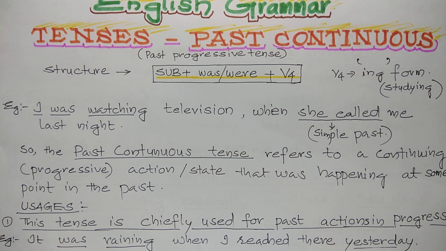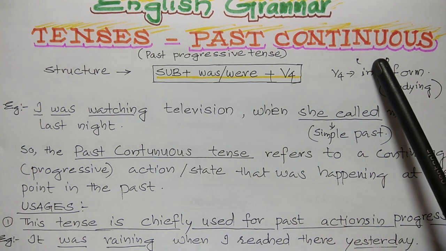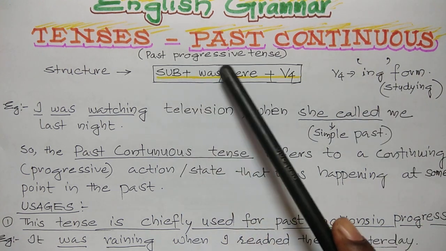Let's start. English grammar, tenses, past continuous. In the last class we saw the different categories of past tense. That is, it has 4 categories: simple past, past continuous, past perfect, and past perfect continuous. In the last class we discussed simple past. So today we shall learn about past continuous. Past continuous tense is also known as past progressive tense.